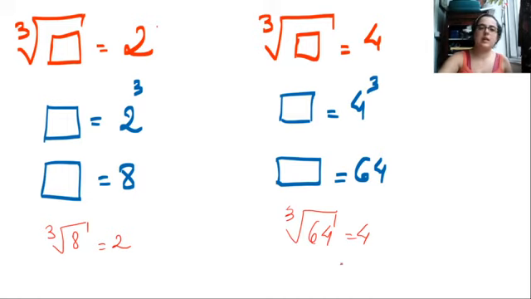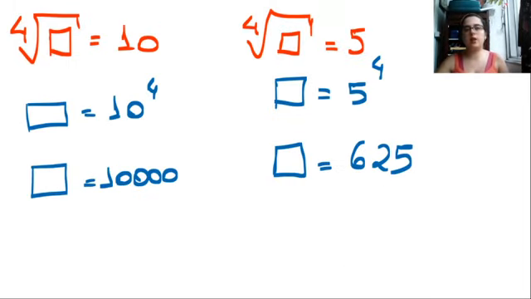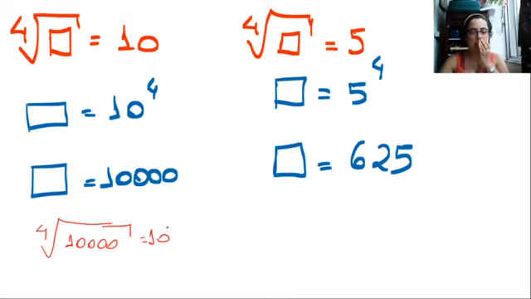Okay? Let's move on and see another kind of example. The same idea here, but now with the fourth root. The fourth root of a square is 10. So the square is the same as 10 elevated to the fourth power. So the square is 10,000. This means that the fourth root of 10,000 is 10.